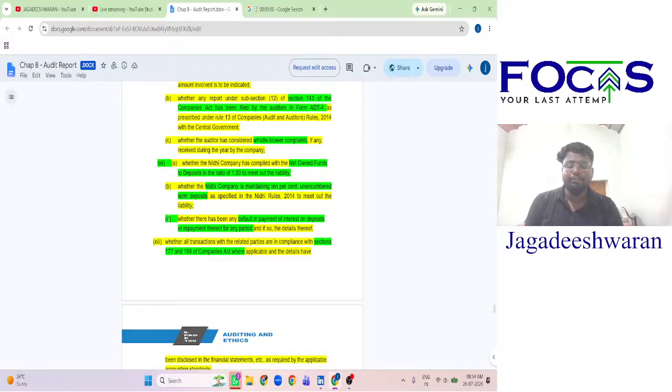After that, whether there has been any default in payment of interest on deposits or repayment thereof. So we have to see whether there is a default in repayment of deposits or in payment of interest on deposits. If there is, we have to provide the details. So, three points. One is the 1:20 net owned funds to deposits ratio, whether they have complied to meet out the liability. Similarly, 10% in unencumbered term deposits, whether they have maintained it, that is also to meet out the liability. Third point, whether there is default in payment of interest or repayment of deposits. If so, we need to provide the details of such things.